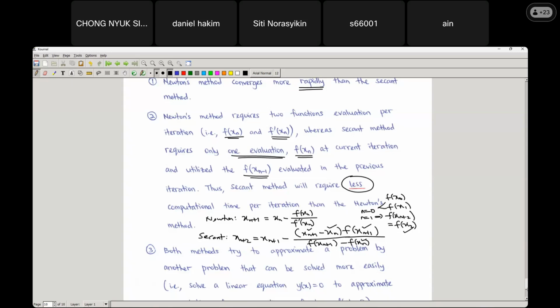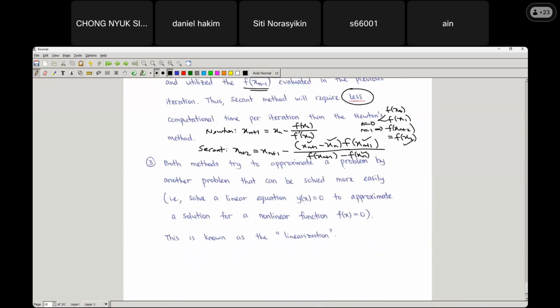Now, the third point: both methods try to approximate a problem by another problem that can be solved more easily. That is, you solve a linear equation y(x) equal to 0 to approximate a solution for a non-linear function f(x) equal to 0. So this is known as linearization. What it means, you have a problem, you want to find the root. But how are you going to find the root? You use a tangent line. We know that a tangent line is equivalent to a linear equation.